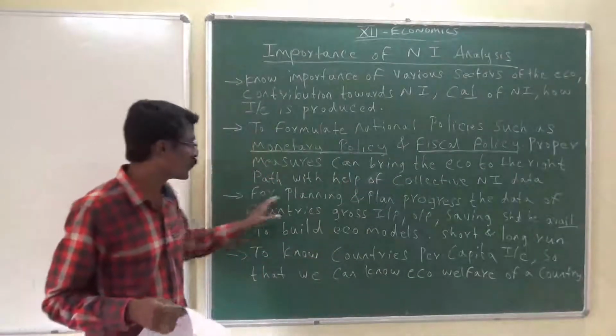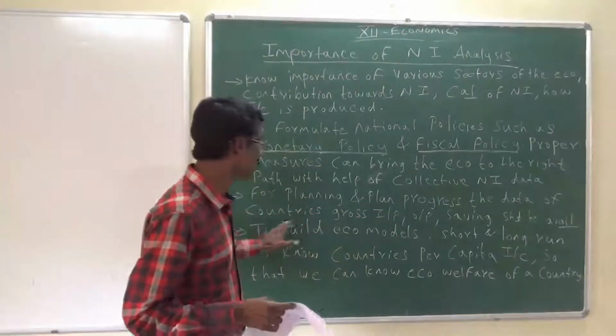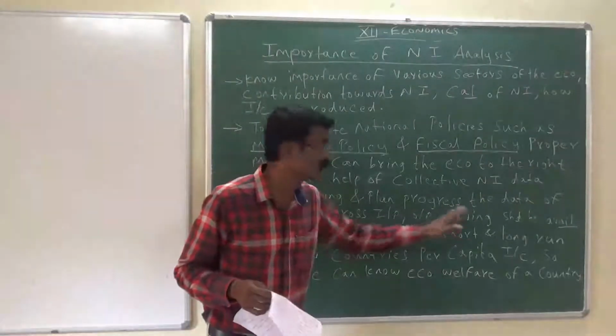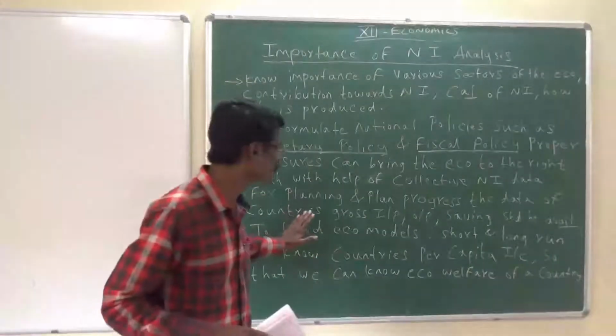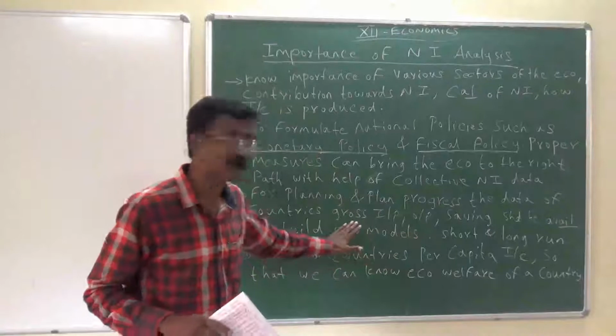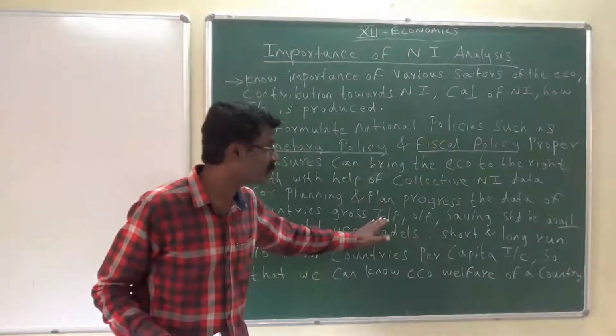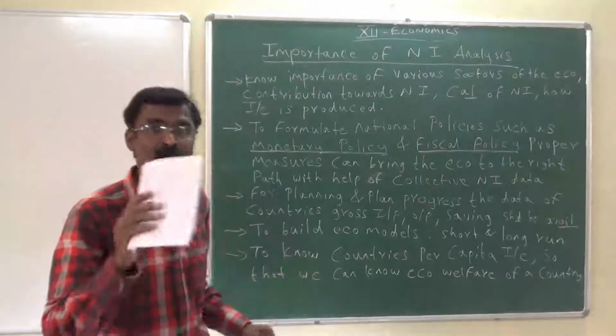The third point is planning and plan progress. In order to maintain the policies properly, the data of the country's gross income, output and saving should be available.